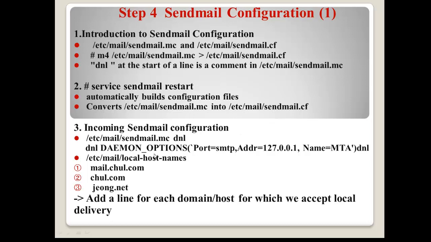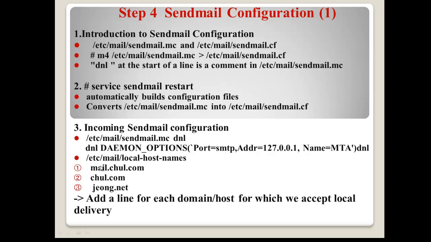Okay, number 3, incoming sendmail configuration. First, in the sendmail.mc file, you can find this line, DAEMON_OPTIONS port SMTP, Addr 127.0.0.1. It means sendmail will permit incoming only from the localhost. In this case, from another host, you cannot send email to this mail server. So in this case, you need to comment using dnl like this.